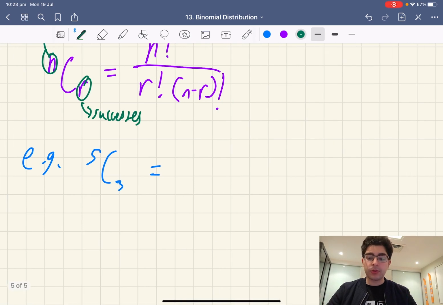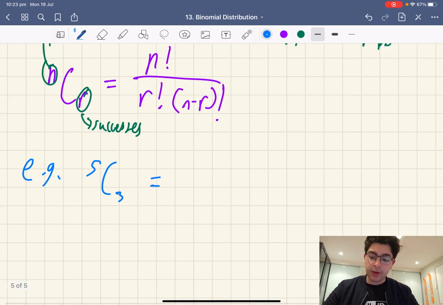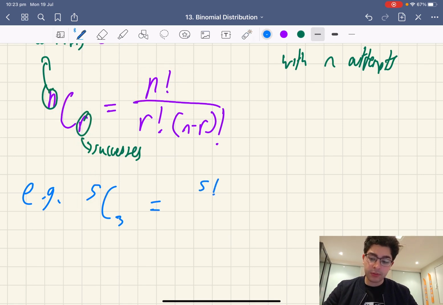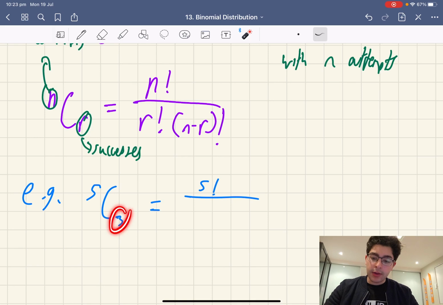So 5C3 is going to be, if we plug it all in, we have nCr here. It's going to be 5 factorial, because 5 is n in this case, all over 3 factorial times (5 minus 3), because n minus r, all factorial.